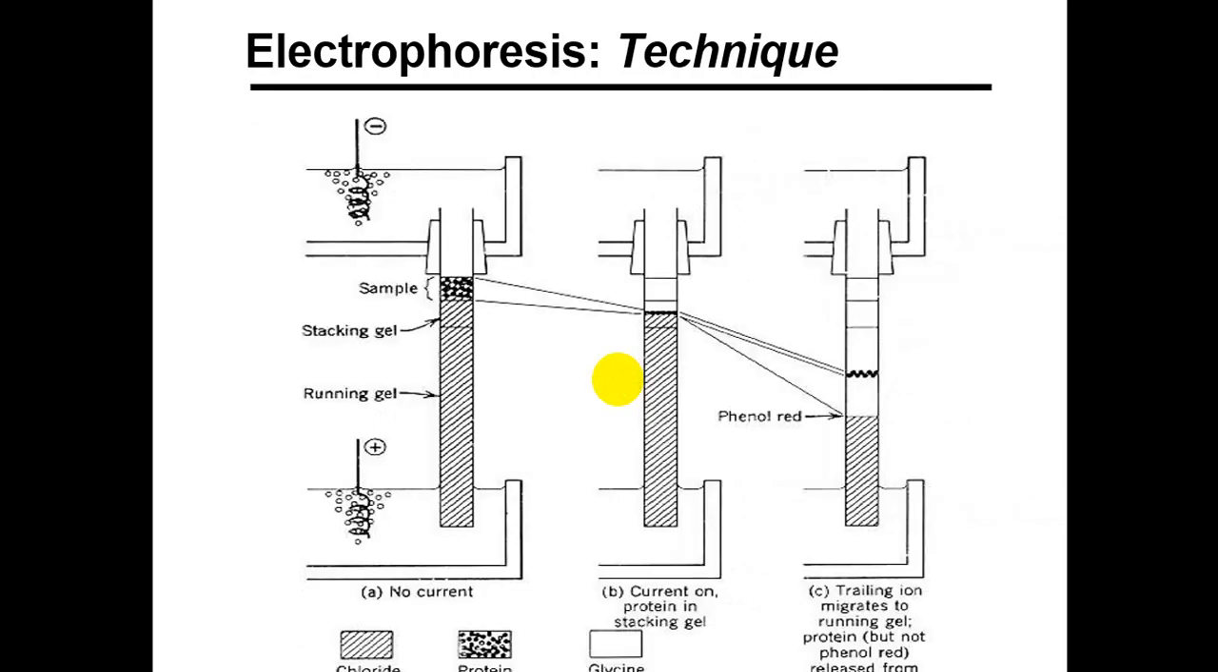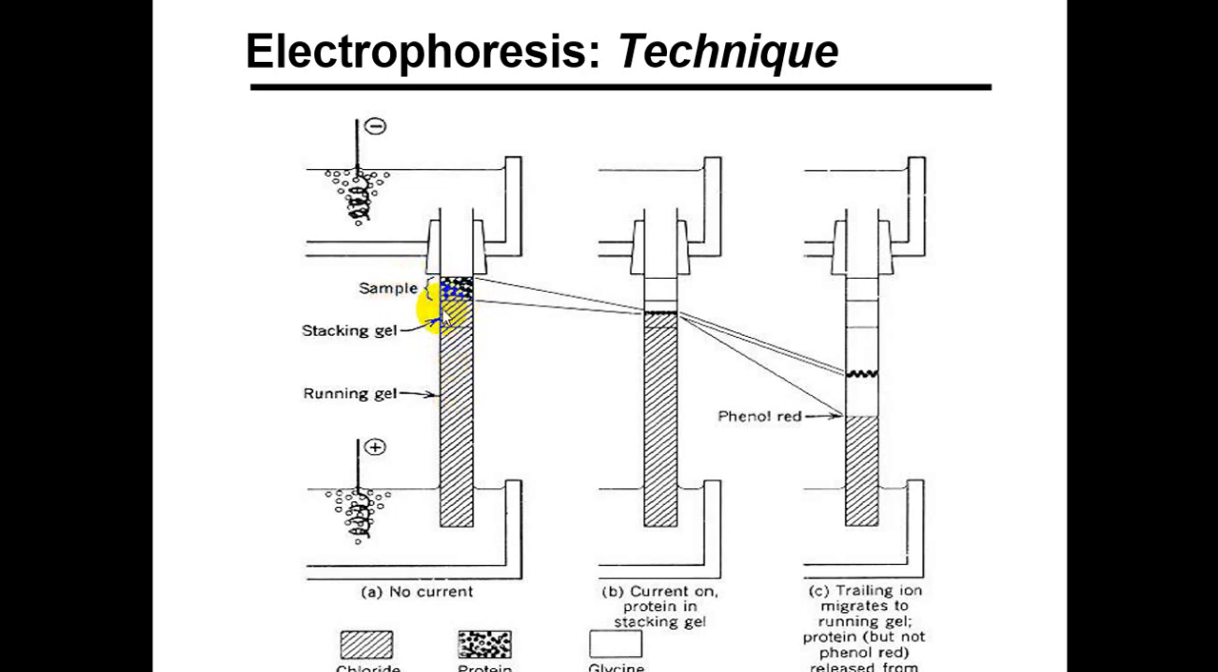Okay, so let's see. This one has what? A sample well here, a stacking gel, and a running gel. And we can see that the stacking gel has bigger pore sizes, or bigger holes inside it, than the running gel.